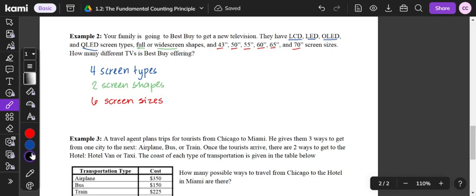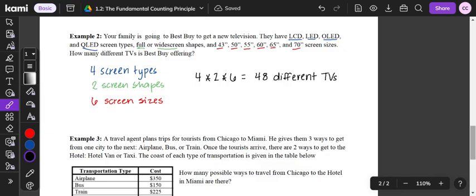All right, and once again, fundamental counting principle, all we have to do is multiply all of them together. There are 4 times 2 times 6 possible TVs. So 4 times 2 is 8. 8 times 6 is 48. So 48 different TVs. Nice, lots of choices there.